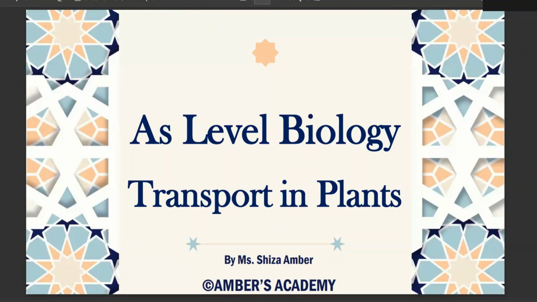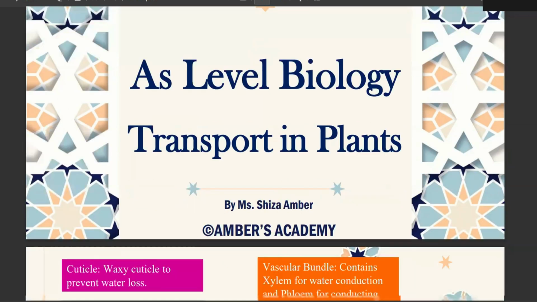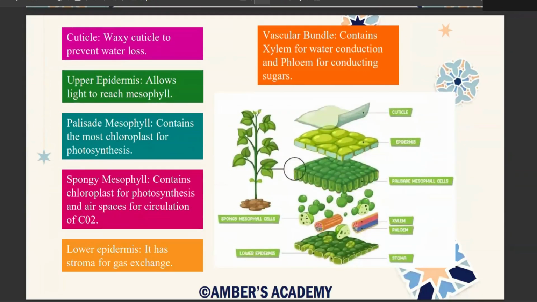Now we'll start transport and plants. It's a very small chapter, and there's nothing much to cover about it, except for a few new concepts that we'll do. Rest of the chapter, I believe you have already covered it from your O levels. So let's do the internal structure of plants, which you should be quite familiar with because I believe that you have studied all these structures in your O levels.